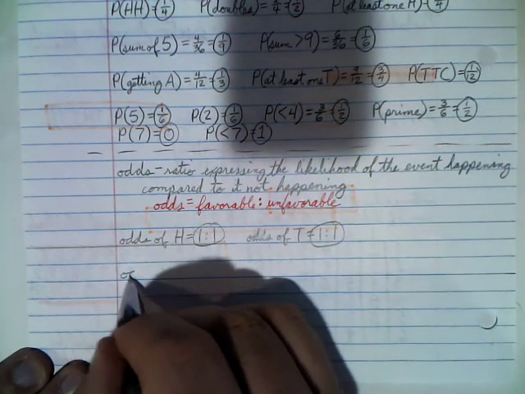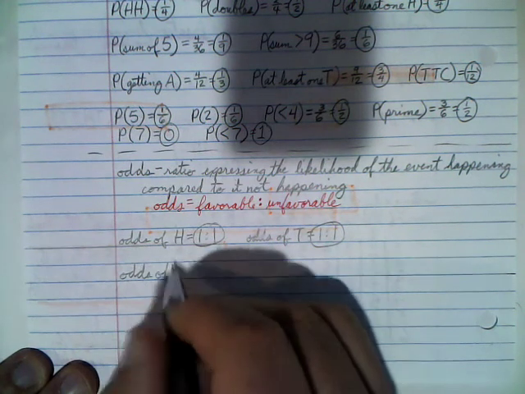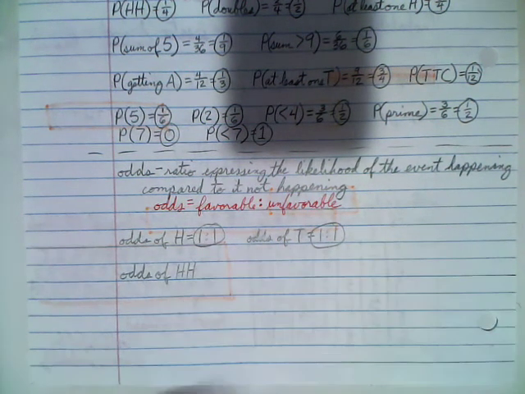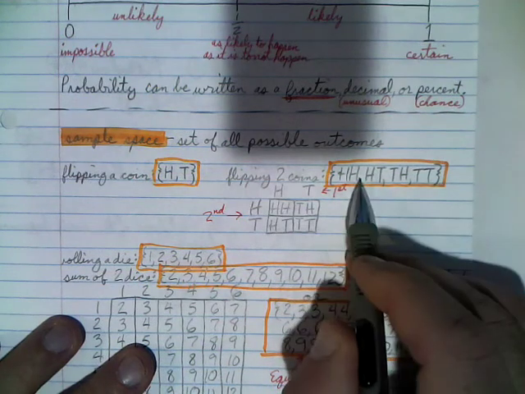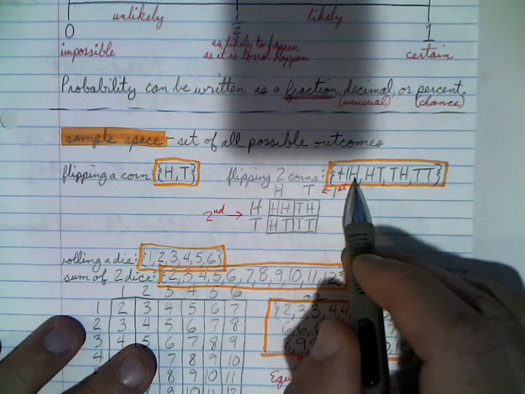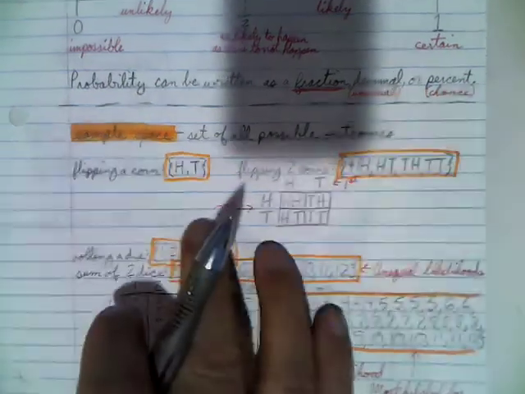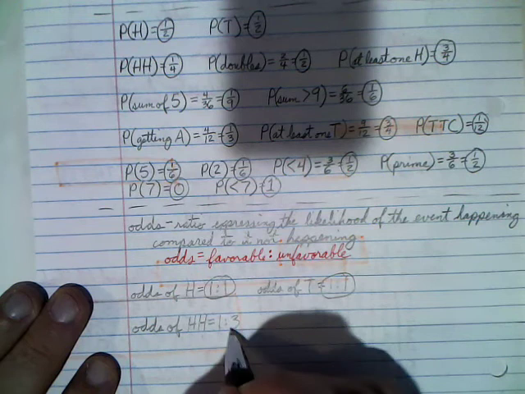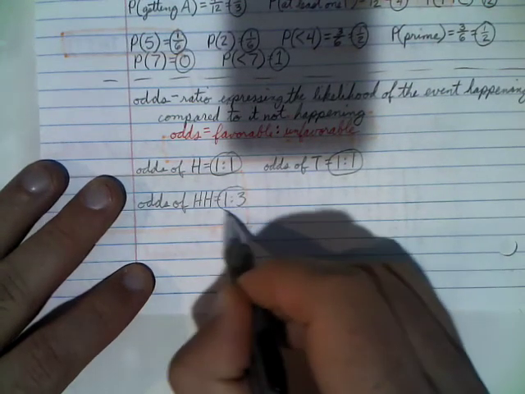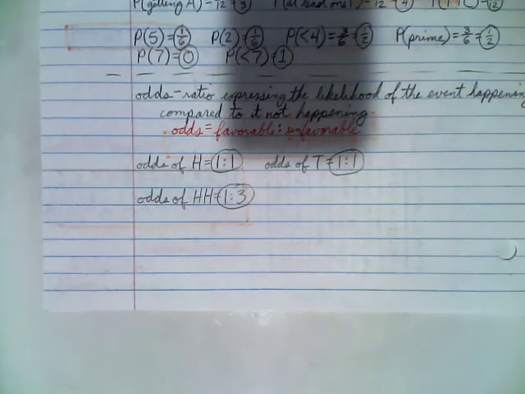So if I asked you what are the odds of, when we're flipping 2 coins, getting double heads? Well, how many of them match being double heads? 1. How many do not match being double heads? The other 3. So this is odds of 1 to 3. So that second number there, instead of being all of the possibilities, is the rest of the possibilities.